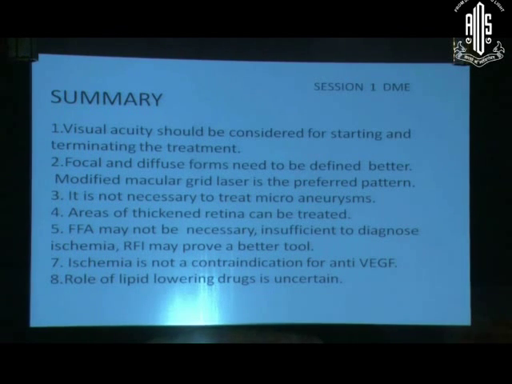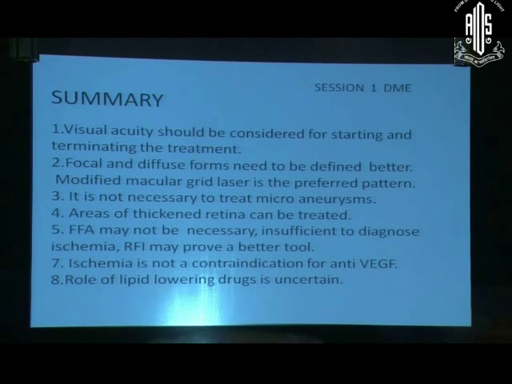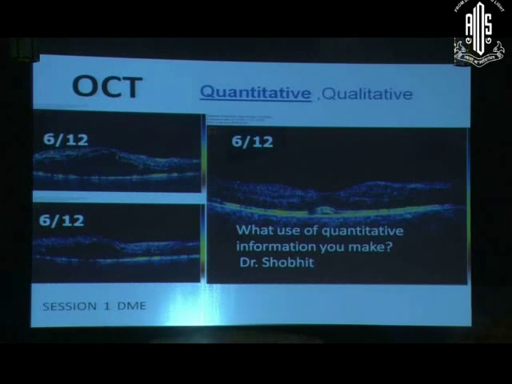Okay. We summarize that visual acuity should be considered for starting and terminating the treatment. As said by Professor Tiwari, we treat vision, not OCT and FFA. Focal and diffuse forms need to be defined better. Modified macular grid laser, Professor Tiwari pattern, is the preferred pattern. It's not necessary to treat microaneurysms directly. Areas of thickened retina should be treated. FFA may not be necessary, insufficient to diagnose ischemia. RFI may prove a better tool. Ischemia is not a contraindication for anti-VEGF, and role of lipid-lowering drugs is uncertain.